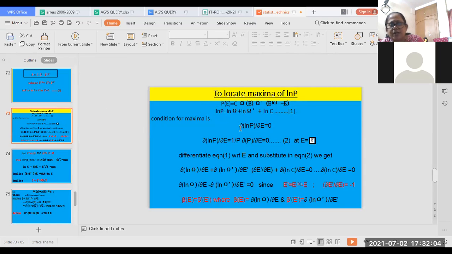Okay. So what is the condition for maxima? Differential of ln of P with respect to energy should be 0. Why should it be 0? It is a delta function. Only at one point it has got a maxima. That is the sharp point. Just now I have shown you the graph. So to get that, I should make this differential of ln P with respect to E equal to 0.